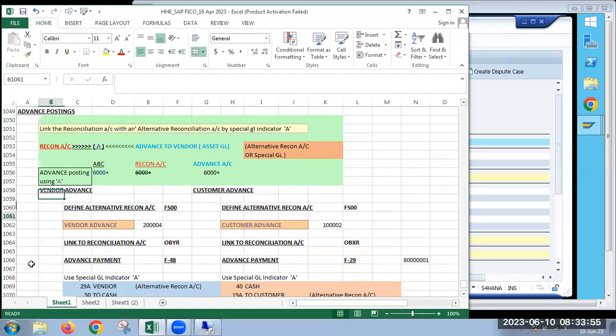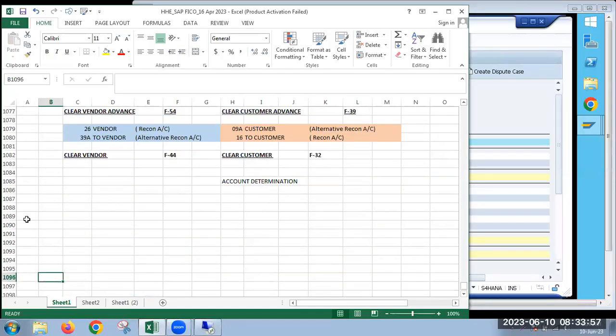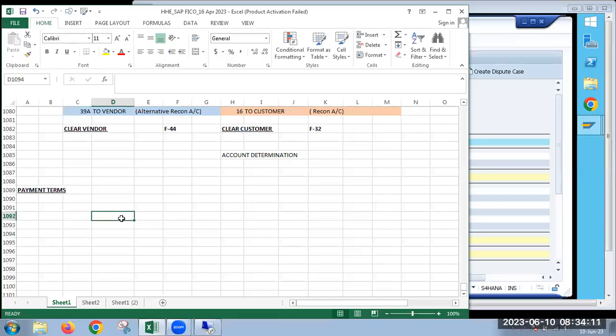So now, after this advance, we will go for a new topic. That is payment terms, or terms of payment. So what is a payment term? It defines the credit period, or we can say the due date. Beyond that, with the payment term, we can have one more thing: discount. We can specify some discount also with the payment term functionality in SAP.